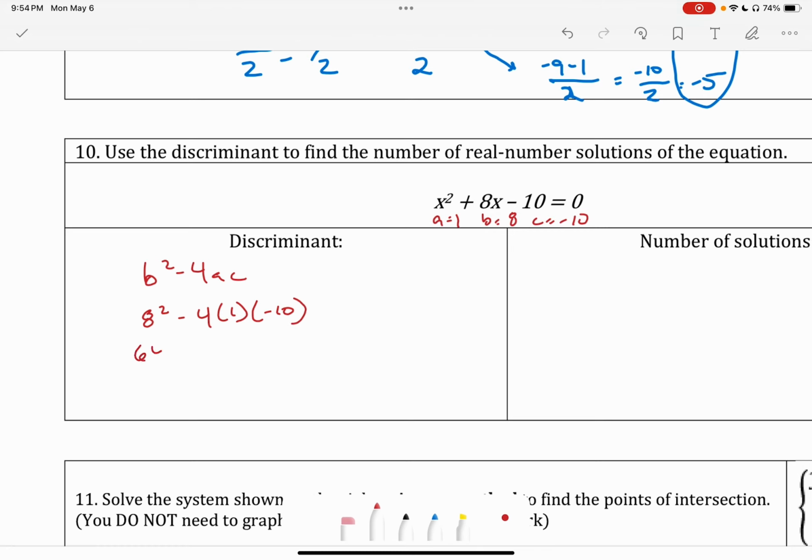8 squared is 64. Again, this part gets multiplied together. Negative 4 times 1 times negative 10 is going to be positive 40. 64 plus 40 is 104. So the one thing that matters there is that 104 is greater than 0, which means there's two solutions.